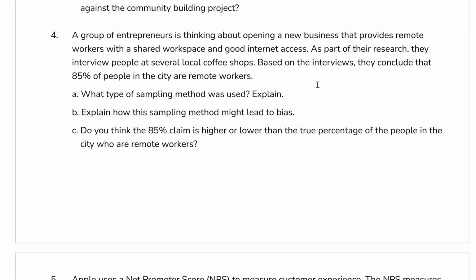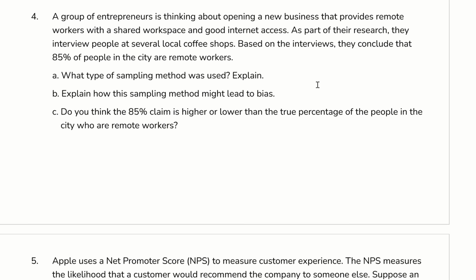Okay, so number 4, a group of entrepreneurs is thinking about opening a new business that provides remote workers with a shared workspace and good internet access. As part of their research, they interview people at several local coffee shops. Based on the interviews, they conclude that 85% of people in the city are remote workers. All right, so what type of sampling method was used here?